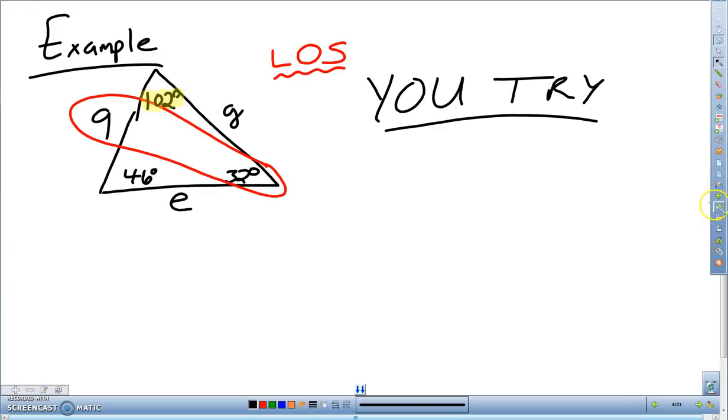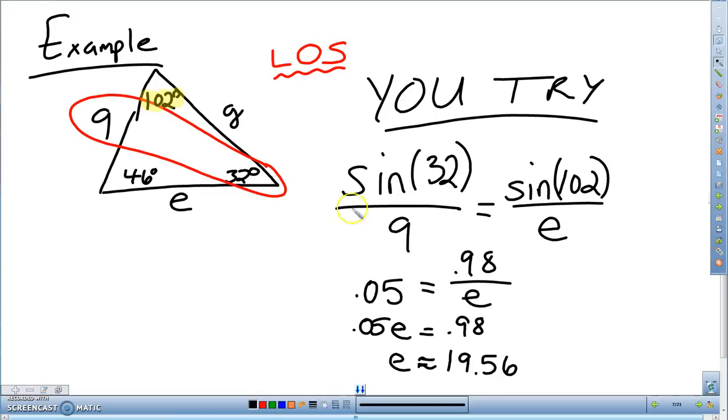All right, now I'm going to show you how to solve it in case you got stuck. Here's how I'd set it up. It should look pretty familiar to our last example. I do the calculator work and solve for E the same way: multiply by E, multiply by E, so we get 0.05E, then divide by 0.05 on both sides. So E should be about 19.56. Once we've done that step, you can see that this one was about 14.01, and this was the 19.56.